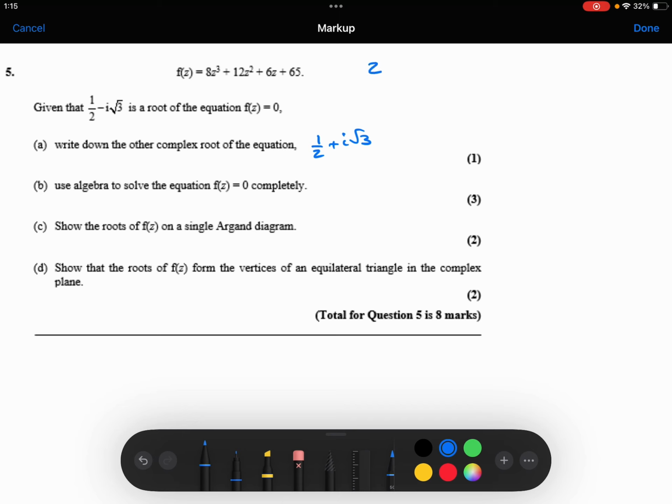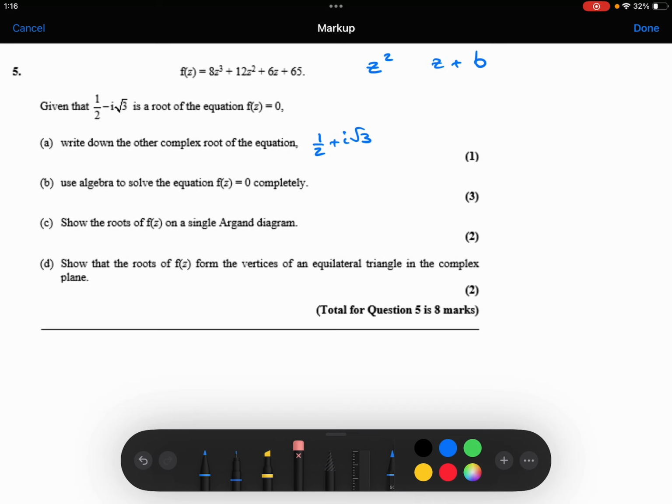I know it's going to look something like z squared plus something z plus something. And I know that the coefficient of the z here will be minus the sum of these two roots. So the sum of those two roots is 1. So therefore I know that a is minus 1. And I know that the b on the end here will be the product of those two roots. So let's multiply those out.